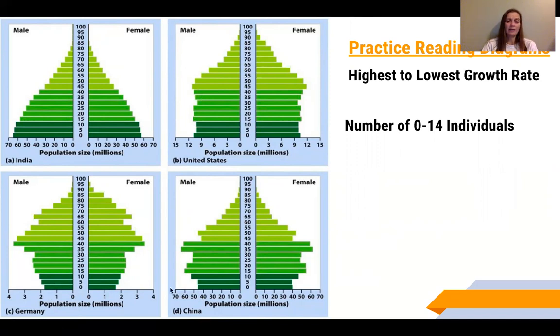And if we look at Germany and China, particularly Germany, we can see that the pre-reproductive cohort is smaller than the reproductive cohort. And so this is a country with a shrinking population. If we look, this one is actually in population size, not in percent of population. So when we look at the number of individuals, we can see that there are vastly more individuals in India and China than in the United States and Germany.